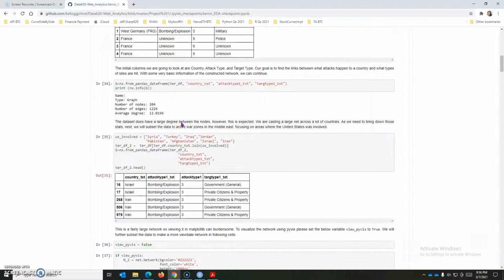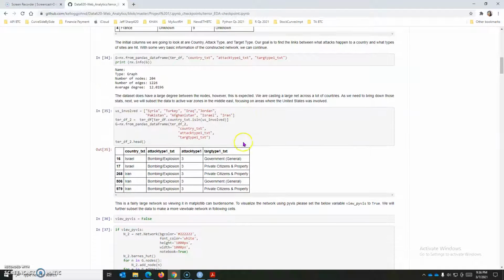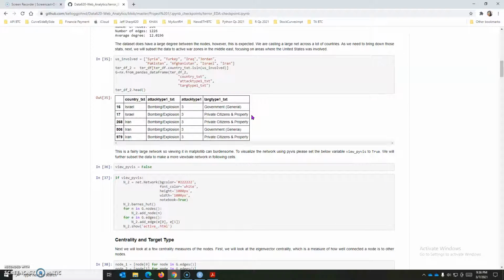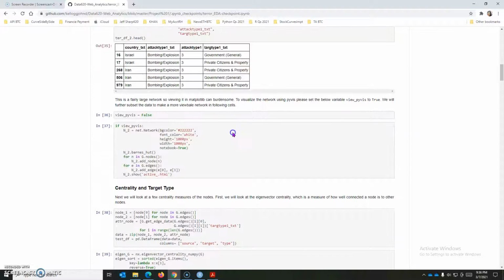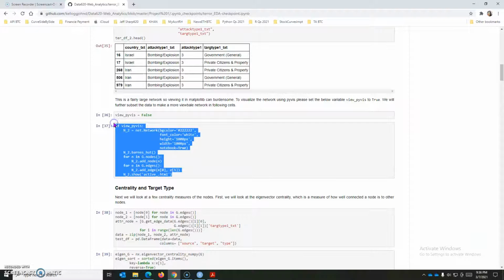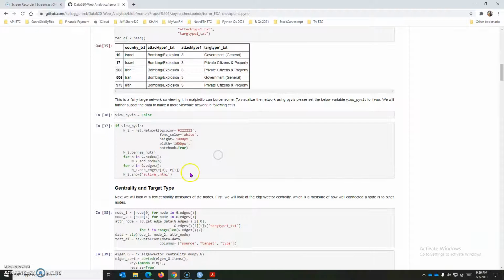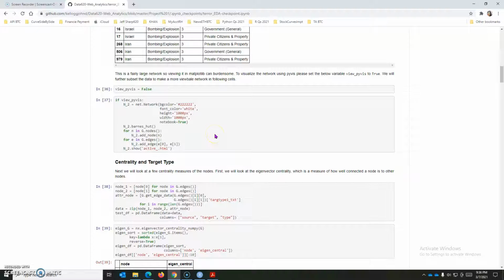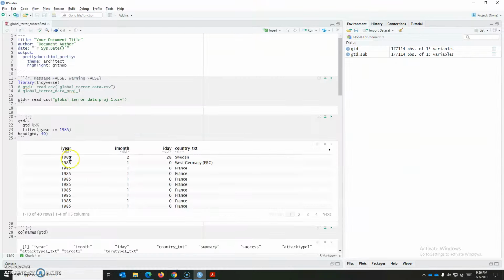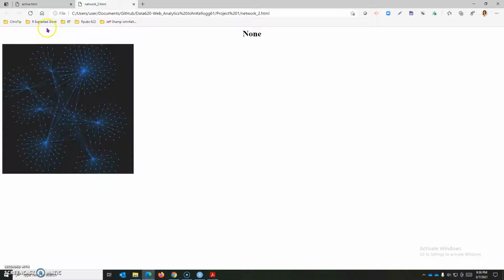So we decided to select only eight of the Middle East countries where most terrorism occurs, and also focus on where the United States was involved. That reduced it. Then this chunk of code is the pivot view for the network. And I'm going to direct you to the HTML here.